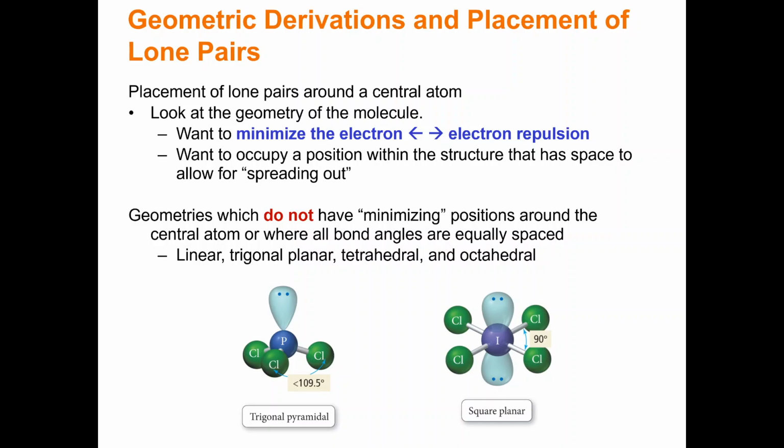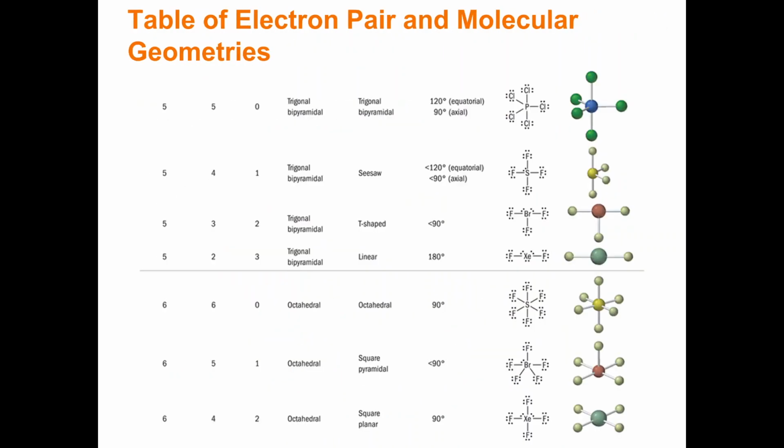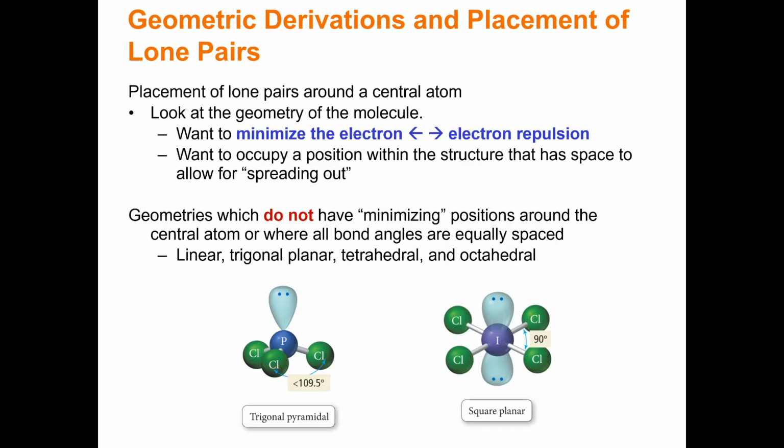Geometries which do not have minimizing positions around the central atom, where the bond angles are equally spaced out, are linear, trigonal planar, tetrahedral, and octahedral. Since all the positions are equal, there's really no best place for the lone pair. There's a most common place, but not really. That's because all of the bonds are equivalent. But there are some geometries where we do have that, and we looked at some of those already.